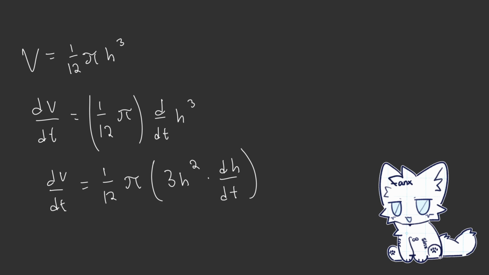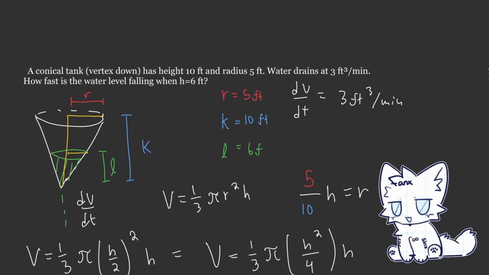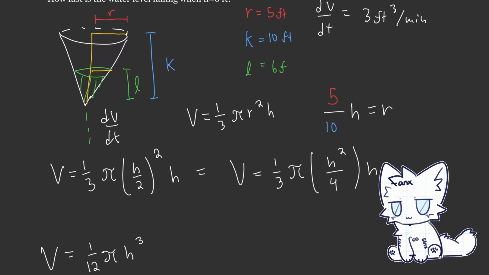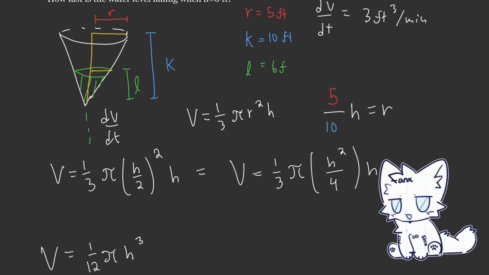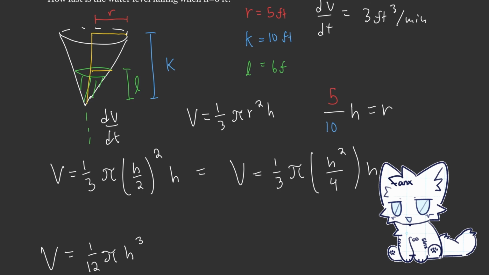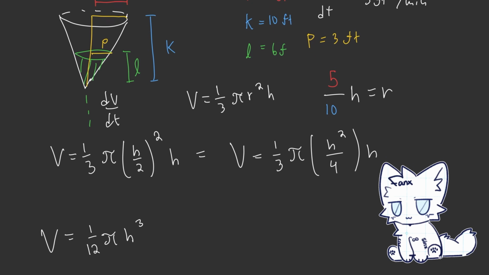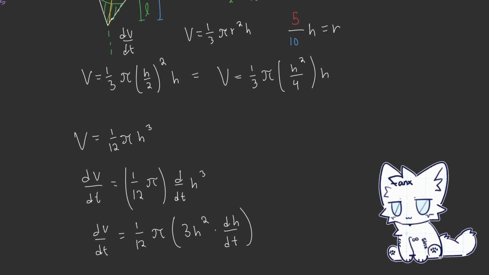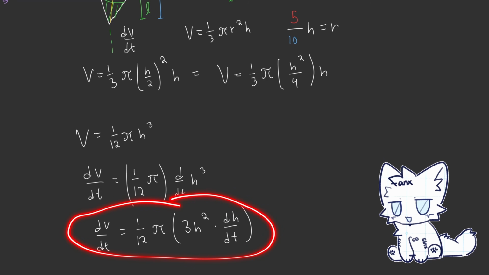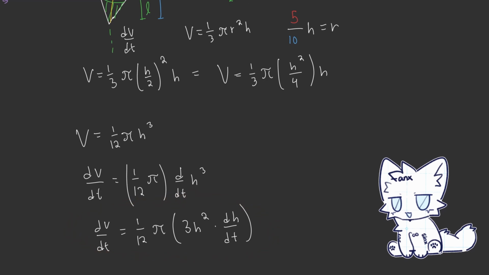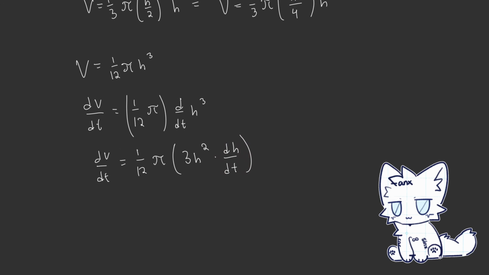Now if we look at all of our variables, we have the height, the radius. Let's define that little radius. This can be r. Little radius would be 3 feet. We have everything. This is our formula that we want to use, so let's isolate the change in height with respect to time.